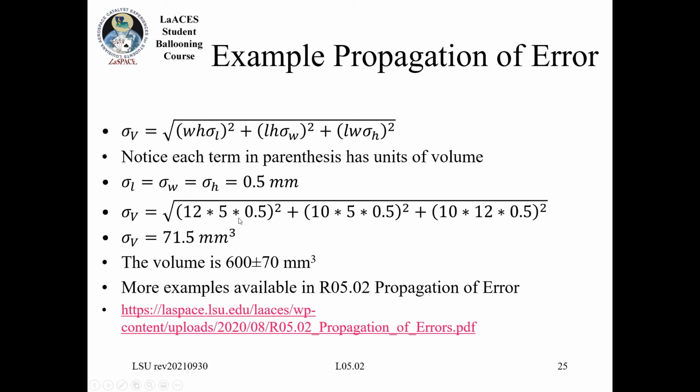So if I plug in the appropriate errors and I do that equation, I'm going to get a total error of 71.5 millimeters cubed. And the way I would report that is I would probably round the error off to a single significant figure. So I'd round it to 70 millimeters cubed. Like I said, we have a handout that has a few examples of the propagation of error equations that says if you have an equation like this, this is what the formula for the total error is.